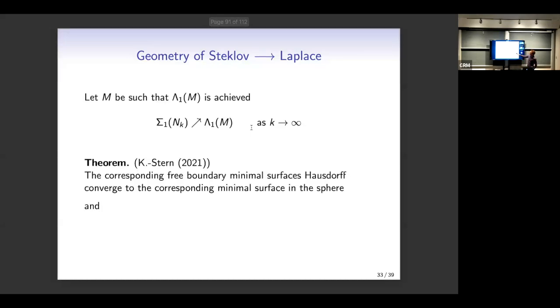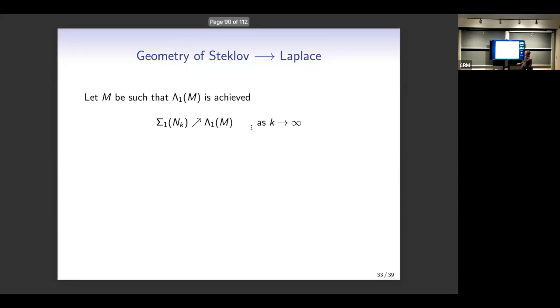So we proved that, in fact, those geometric objects converge. So the free boundary minimal surfaces on the left converge in the Hausdorff sense, for example, to the corresponding minimal surface in the sphere. Right? So it's exactly what happens here.